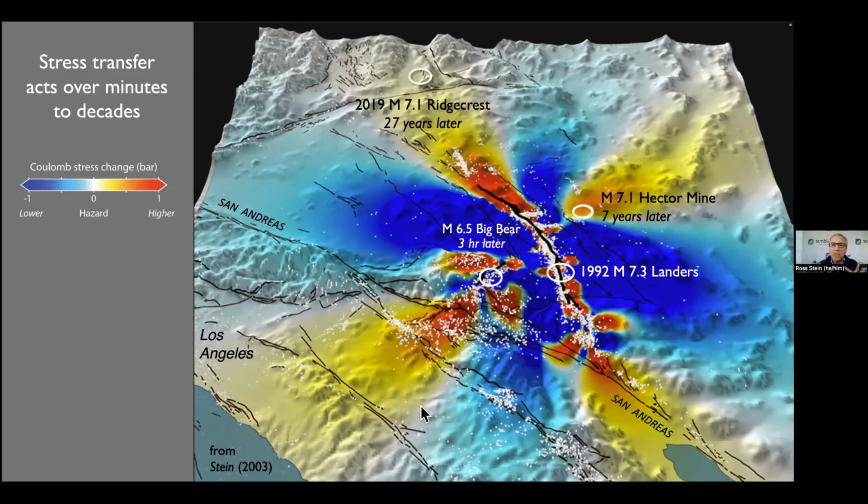And that tells us that to some extent, static stress changes influence seismicity for periods of at least hours and probably minutes to decades, many decades. And so that's the strategy that we're going to try to use to understand what happened in Turkey.